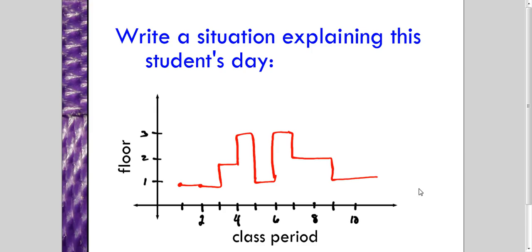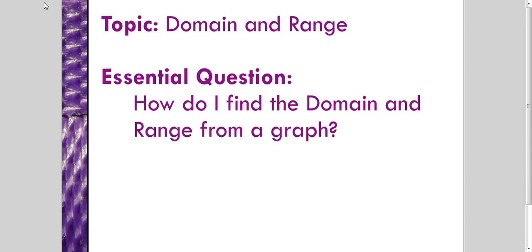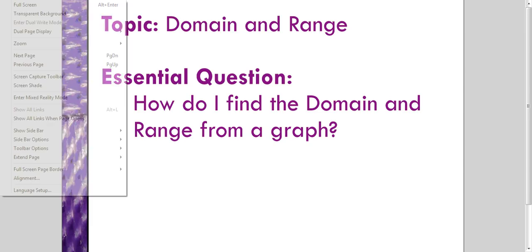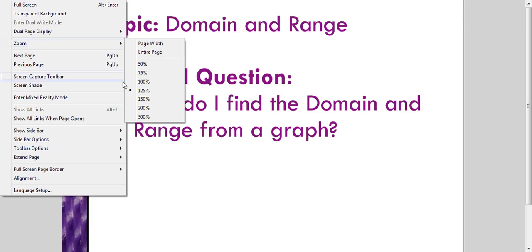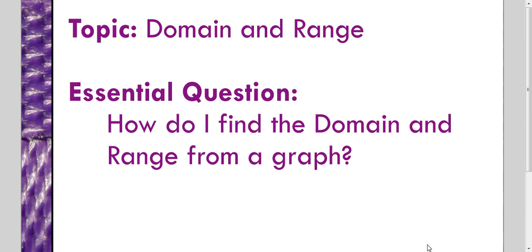Okay, and we'll finish some more of this up as we go again over the course. We're going to get into some more specifics about graphs today. And for your topic and objective, we're going to talk about something called domain and range. I'm going to zoom in just a touch. So the topic is domain and range. And the essential question is, how do I find the domain and range from a graph?